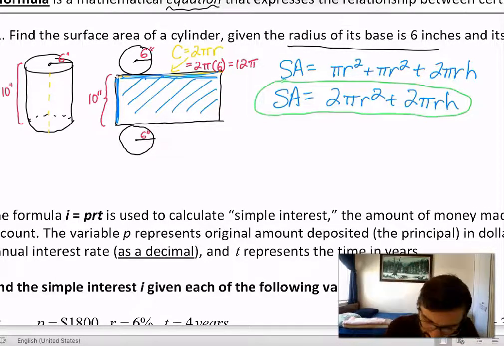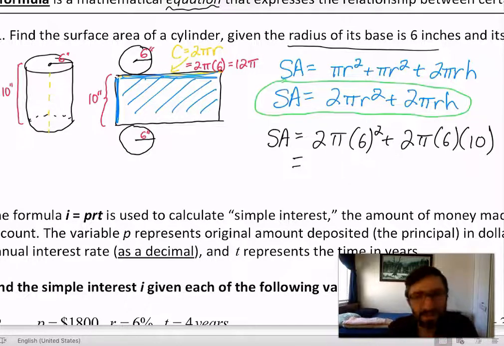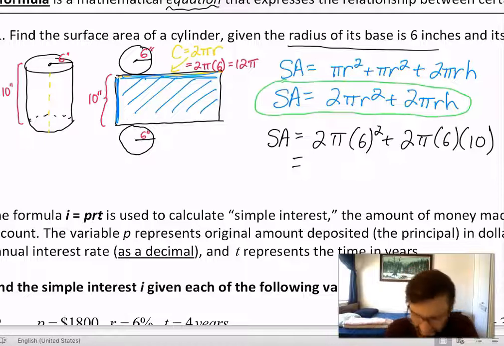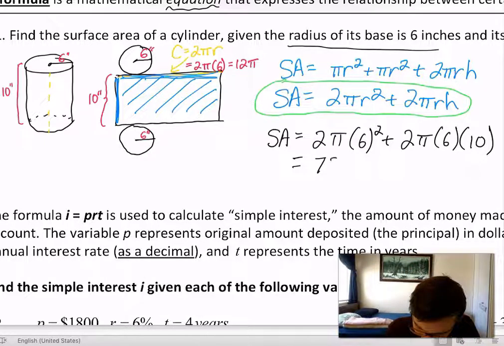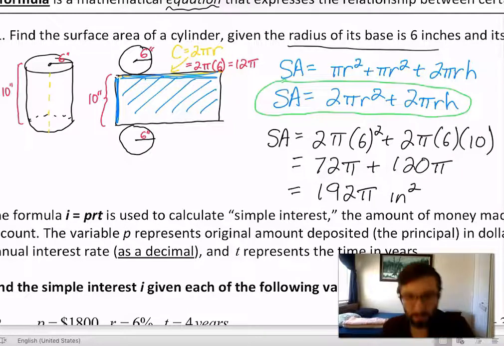So to answer the question, if the radius is 6, we would say the surface area is 2 pi times 6 squared plus 2 pi times 6 times the height, which is 10. So this would give us 36 times 2. We'll leave it in terms of pi. So 6 squared is 36, times 2, I think that's 72 pi, plus 120 pi. So this gives us 192 pi, and it's an area, so our units would be square inches.